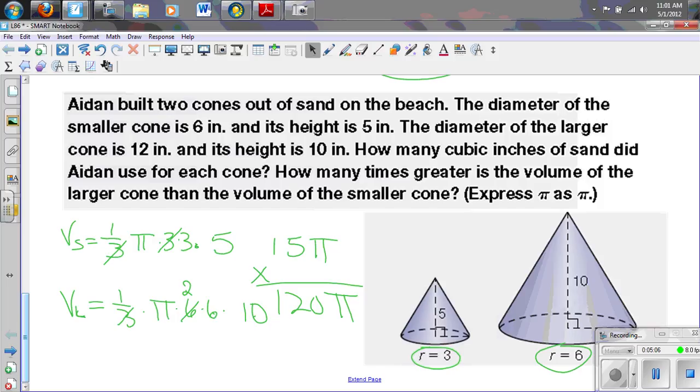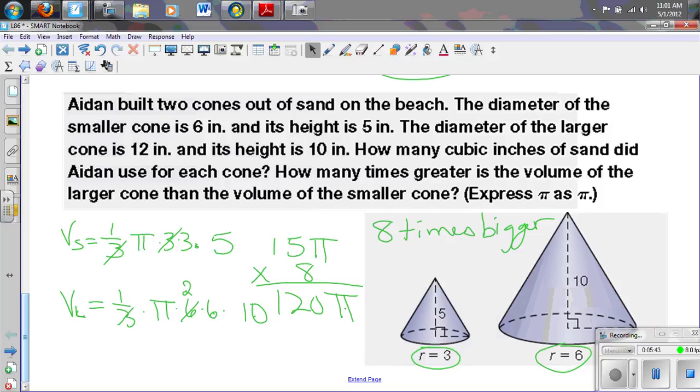kind of cancel out, so we don't need to worry about the pi part of this. So we're really looking at the number, because we're looking for ratios, a ratio here. And so if you take 120 and you divide it by 15, you get 8. And so this bottom cone, or the larger cone, is 8 times bigger than the smaller cone.